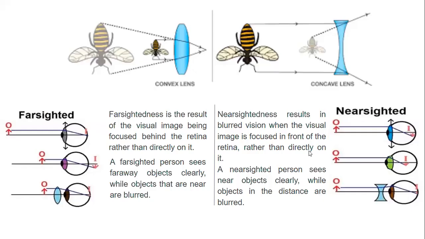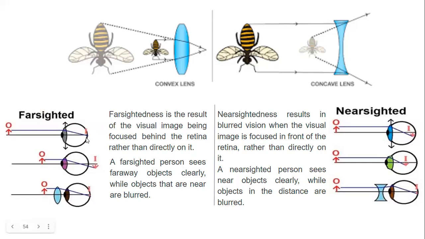Next are the two scenarios and cases of convex and concave lens. Where do we need them in our real life? In the form of far-sightedness and nearsightedness, we have their applications. Far-sightedness is the result of a visual image being focused behind the retina rather than directly onto it.